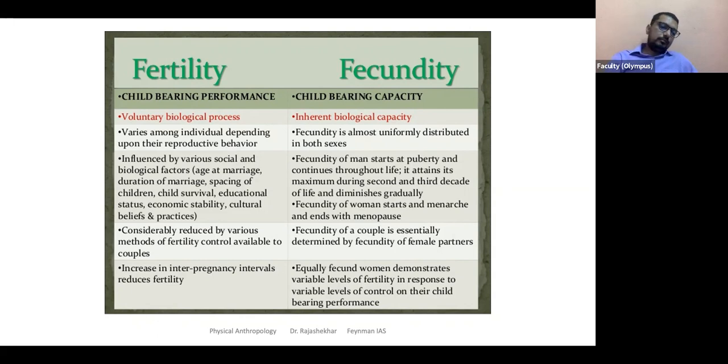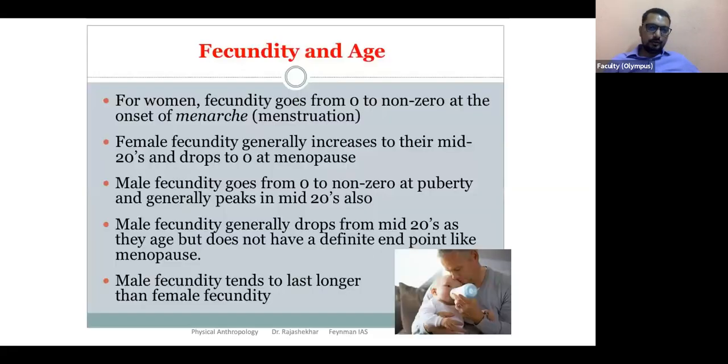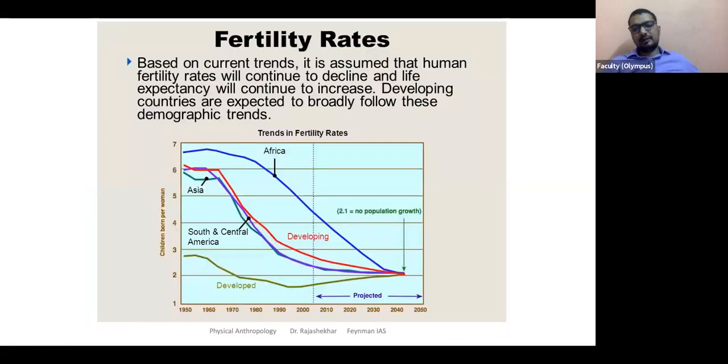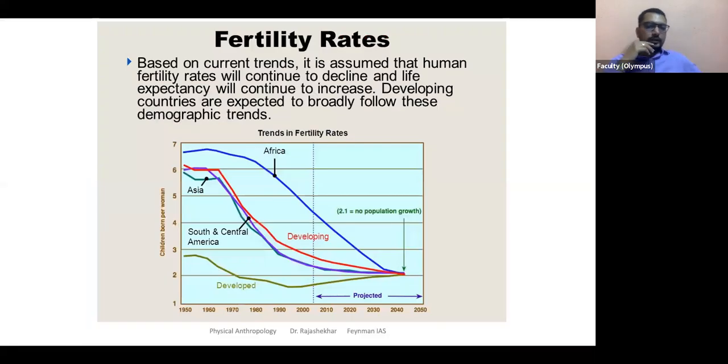Right. These are some points between fertility and fecundity I wanted to briefly mention to you. And fertility rates, what is happening to the fertility rates? This can come as part of the next part, fertility patterns and differentials. I would like to briefly tell you a little bit about this.